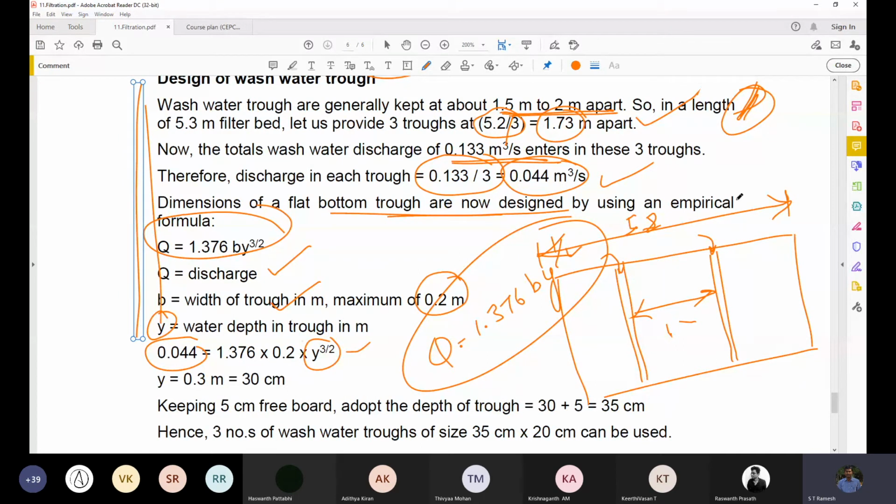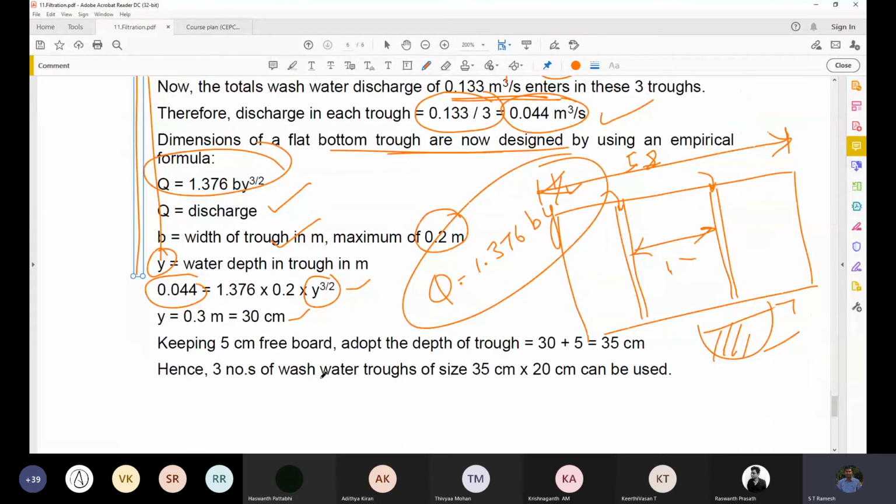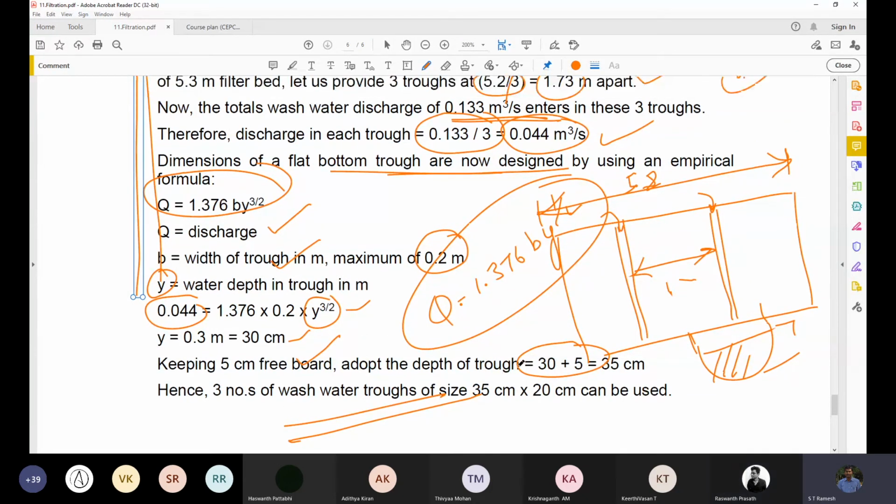So now I have to find out what is the water level rise in the trough. This height I have to find out. Okay, so y, that I may have 30 centimeter. Then keeping it for a safer point of view, that is 5 centimeter as a freeboard. Thereby the total depth of the trough becomes now 30 plus 5, 35 centimeter. Then I can provide 3 number of wash water troughs of size 35 centimeter by 20 centimeter for the collection of backwash water. Is it fine? Yes, sir.